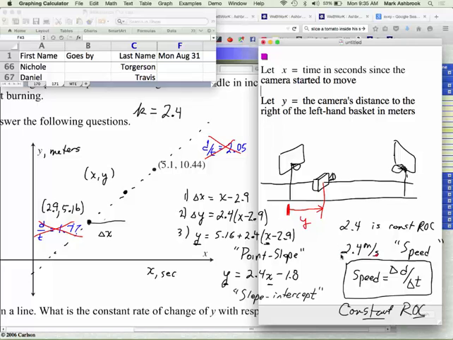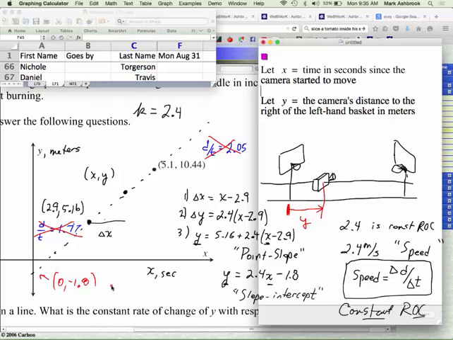Okay, so the 2.4 meters per second is the speed, and is the speed changing or staying the same? Staying the same, 2.4 meters per second. We got a constant rate of change or a linear relationship. Okay, what about the negative 1.8? Can you have negative distance? Does it make sense? So we got this y-intercept of 0, negative 1.8. Can it make sense in this situation?